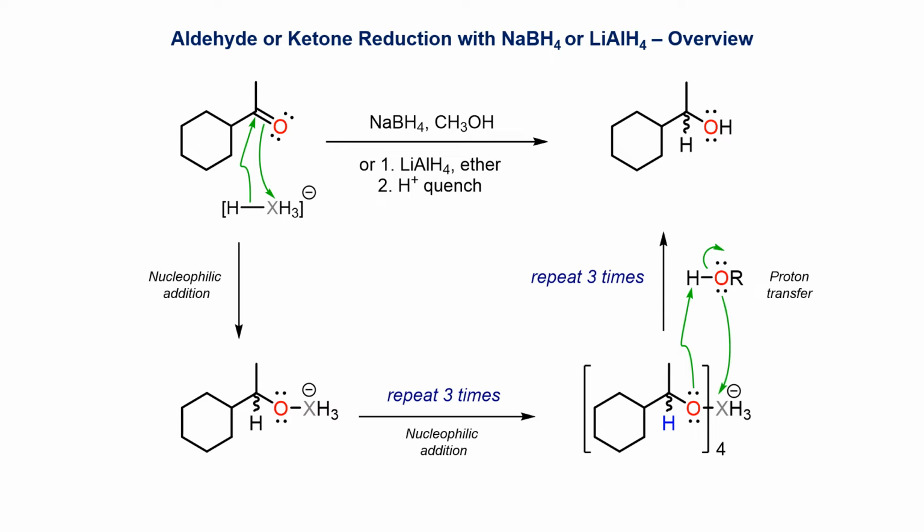Since there are 4 hydrides for each molecule of sodium borohydride or lithium aluminium hydride, 3 other molecules of ketone may be attacked to give the tetravalent complex shown, which is hydrolyzed in the next step.